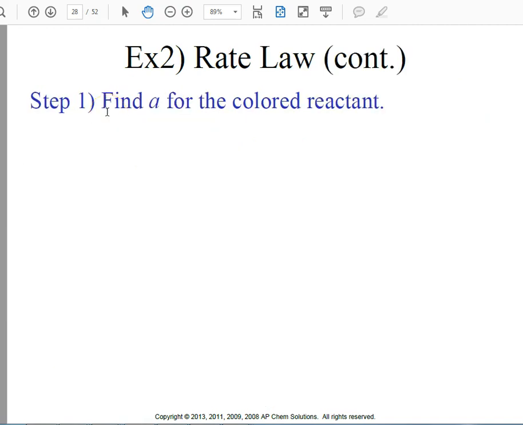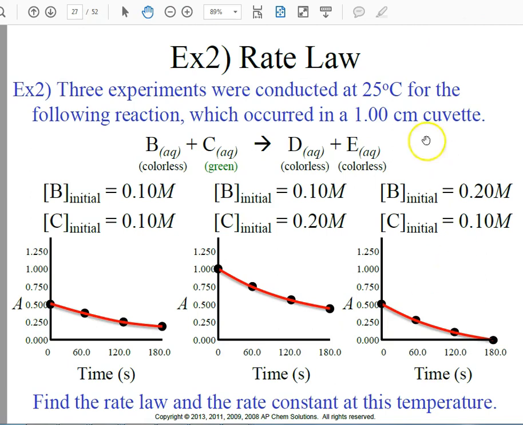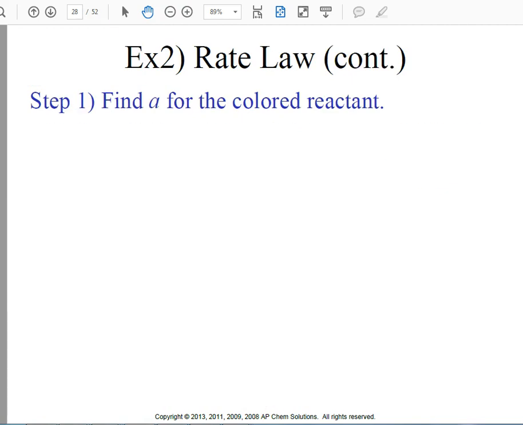All right, remember that rate has to do with the change in concentration over time. So I need to be able to use this data that they gave me to figure out how the concentration changed over time. But the data that they gave me was for this absorbance, not the concentration. So I need to figure out what the concentration is. And to do that, I need to figure out what the value is for little a, for this colored reactant.